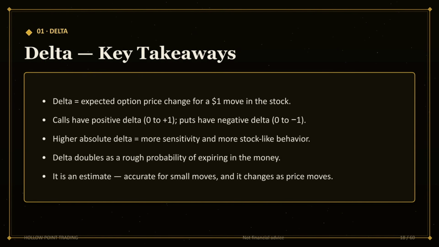To summarize, delta is the expected price change for a $1 stock move. Higher absolute delta means more sensitivity. It also doubles as a probability estimate, though remember it is dynamic and changes as price moves.